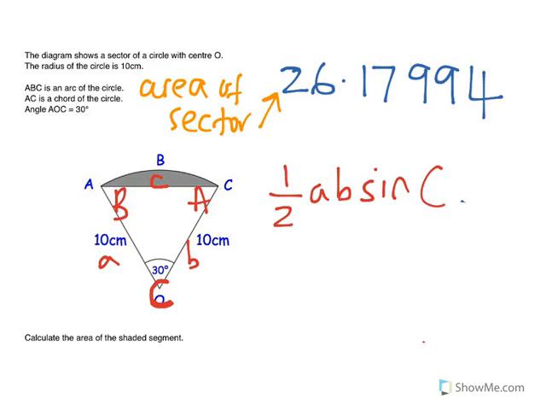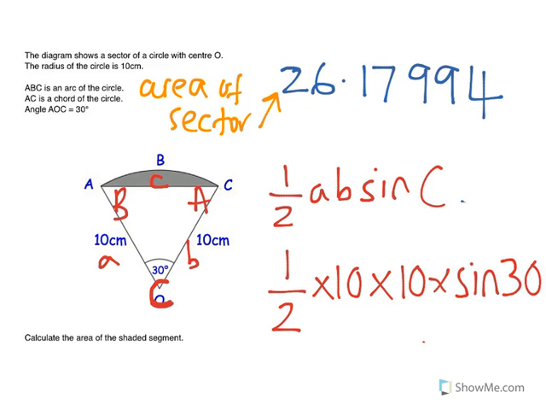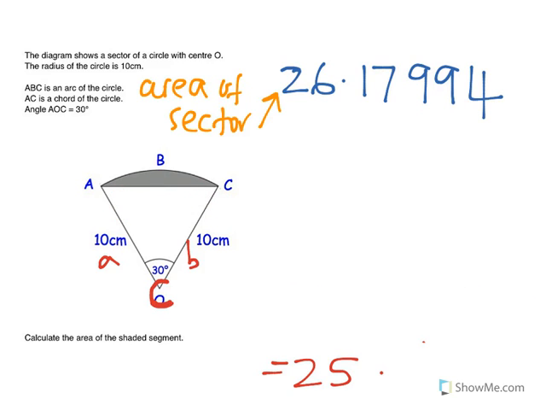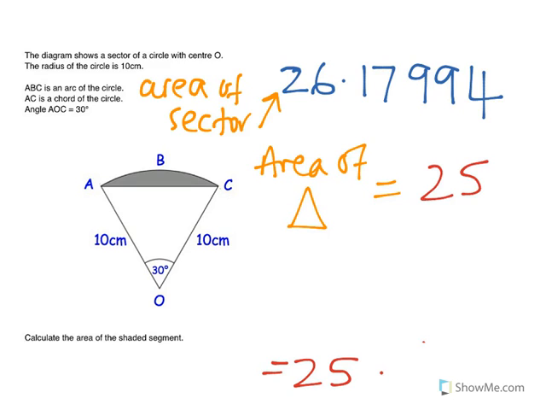Now I just need to put in the important information. So for the area of a triangle for this particular case, it's going to be half. Now A we've got as 10, B we've got as 10, and then it's sine, and C we have at 30. And again, it's just a case now of typing that into your calculator. That comes out at 25, whole number. And then we need to think about what we're going to do with these 2 bits of information to calculate the area of the segment, which is the bit that we're after. So we'll just note area of triangle equals 25.